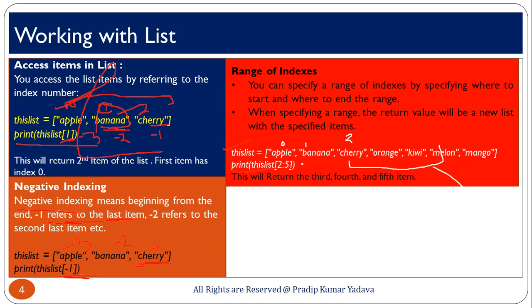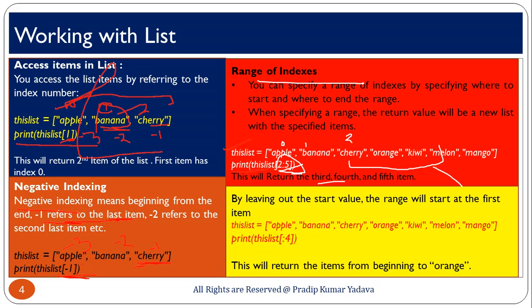So, this is working like this. This is going to return the third, fourth and fifth item. So, by using a range of indexes, we can also generate a new list and get more items. Okay. Now, suppose you have written this and you are not mentioning the starting point, then what happens?